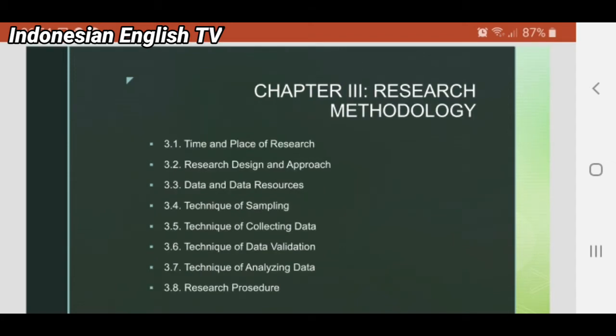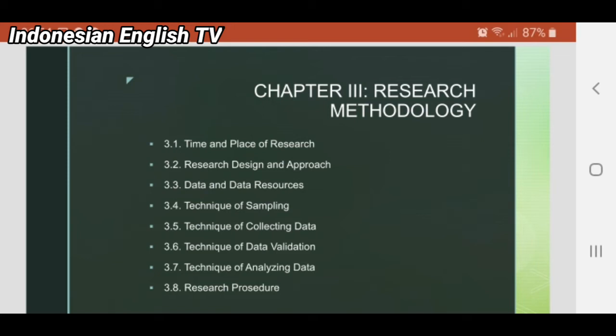Okay, we continue to chapter 3, research methodology. In research methodology, you have to write, number 1, time and place of research. It is a very important thing that you have to write, when and where you will conduct the research precisely. And then number 2, research design and approach. You need to be very specific about the design of your research and the approach that you use in finding the data and also finding the results later.